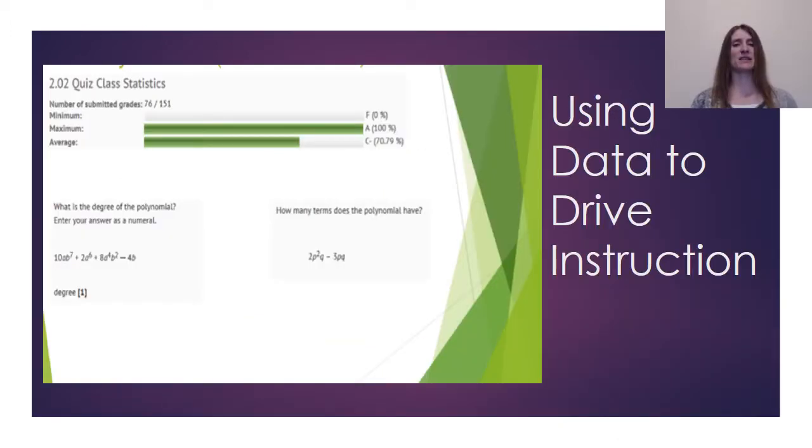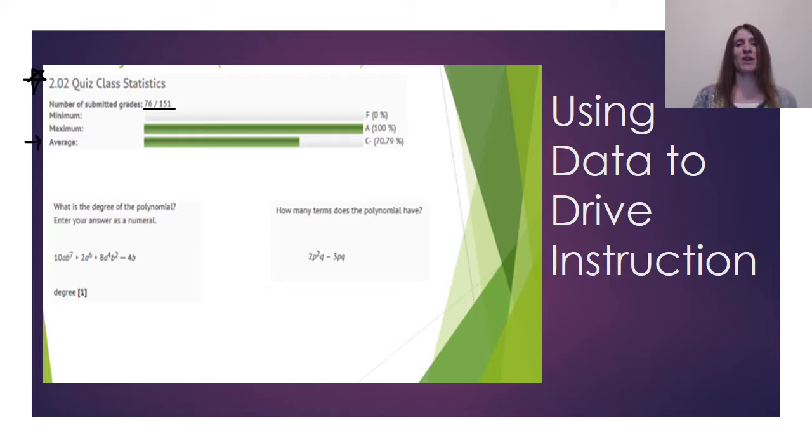The last thing I wanted to talk about was using my data to drive instruction, and I've really focused and tried hard to do this with every lesson. I pull a statistics report from each quiz, and I call it yesterday's review, and we talk about the statistics here. I tell students, oh look, only 76 of 151 of you answered this so far. I need you to get this done. And of those 76, look at what our average was. It was a C. It was a 71% basically, and that's good.